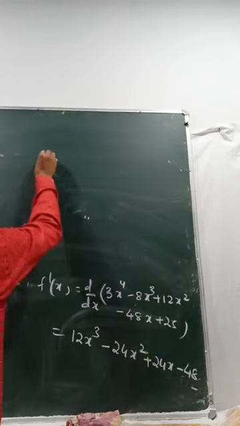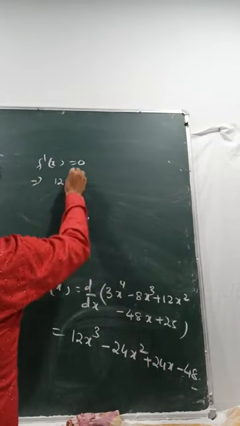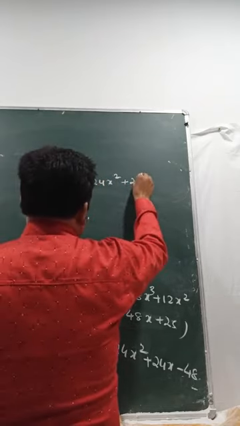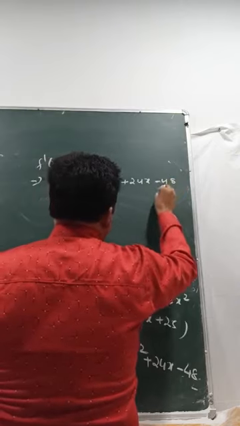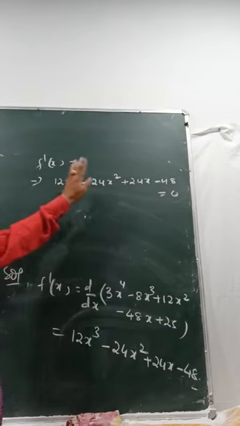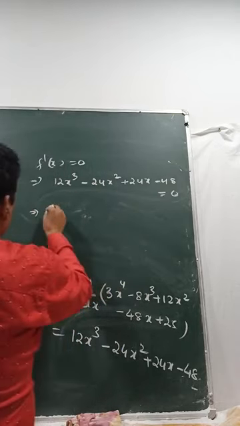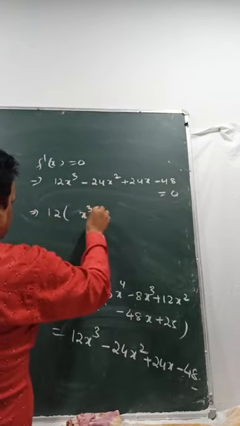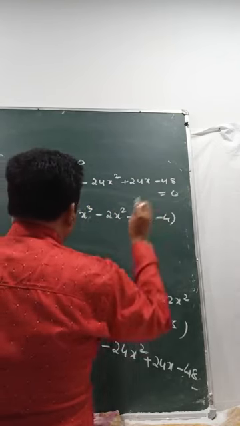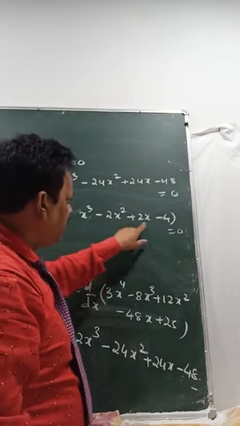So f'(x) = 0 implies 12x³ − 24x² + 24x − 48 = 0. How to simplify? This is a degree of 3. I think you have studied the factor theorem in class 9. So what I will do is, first let me take what is common here. 12 is common. It is x³ − 2x² + 2x − 4 = 0. Now put a value where this will become 0.